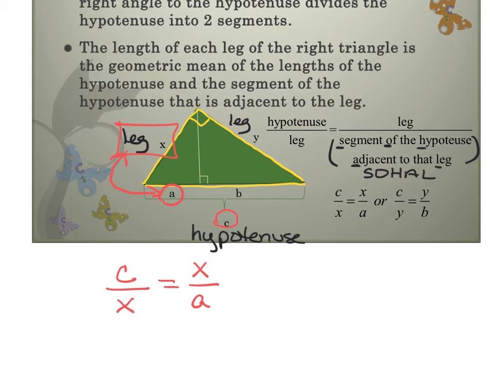When I want to do the other leg, which is Y, its SOHAL is going to be B. It's the segment that it's right next to. So this proportion would be the hypotenuse over the leg, and then the leg over its SOHAL. So it's the segment of the hypotenuse that's next to the leg. And these are the proportions we're going to be using. So let's try them.